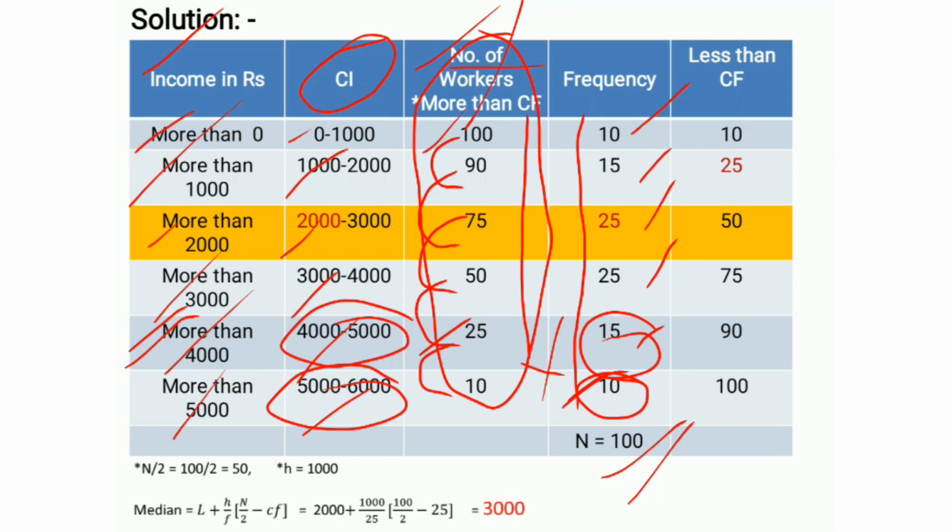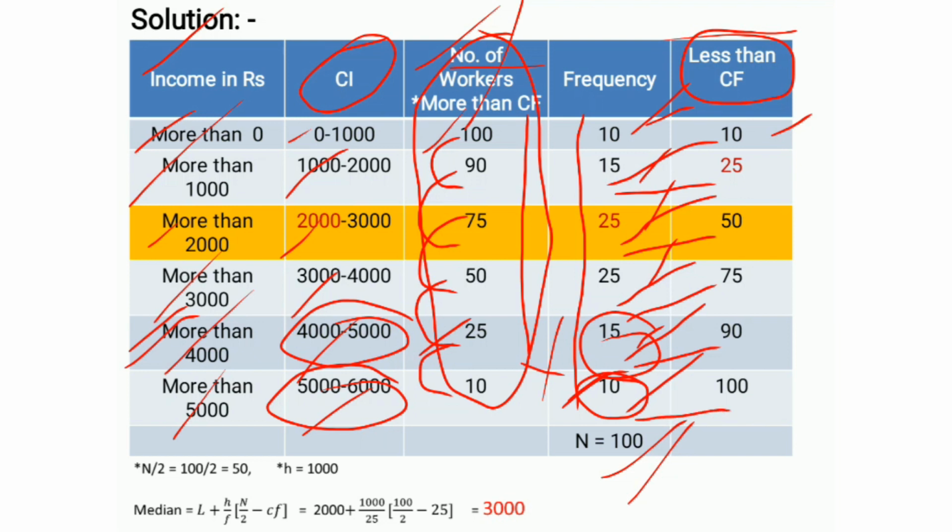After finding this frequency column, calculate the less than cumulative frequency. Less than cumulative frequency is adding the succeeding frequencies from the top. 10. This 10 will be represented here. 10 plus 15 is 25. 25 plus 25 is 50. 50 plus 25 is 75. 75 plus 15 is 90. 90 plus 10 is 100. The last value of less than cumulative frequency will always be equal to n.